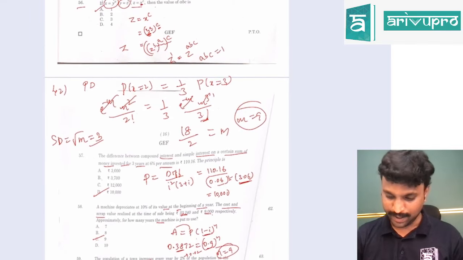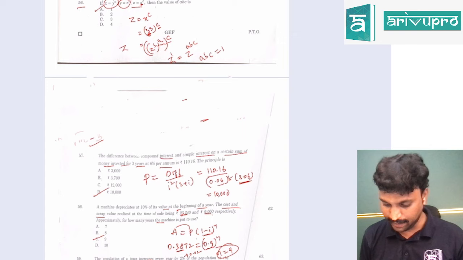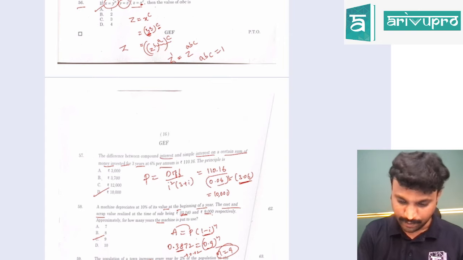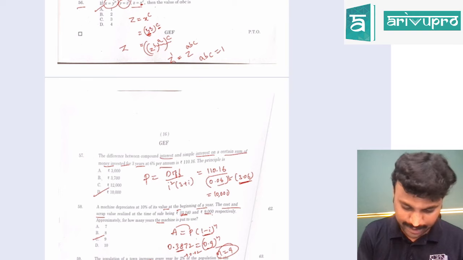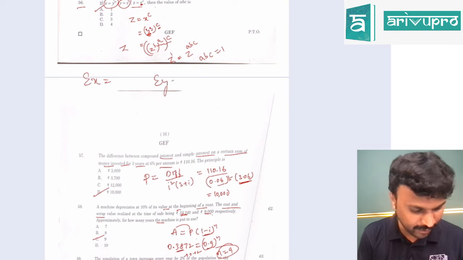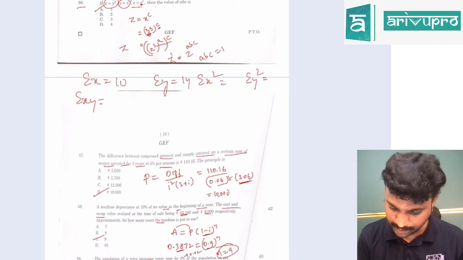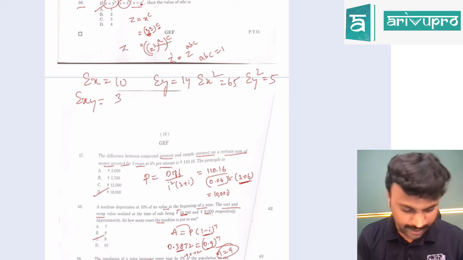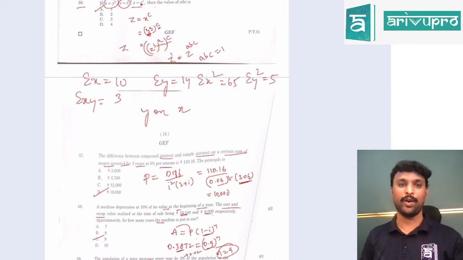Okay. Now the next question, that is 43rd question. Let me quickly give you the 43rd question. Guys, in the 43rd question, they have given summation x, summation y, summation x square, summation y square, and summation xy values. Summation x is 10, summation y is 14, summation x square is 65, summation y square is 5, and summation xy is 3. The question they have asked is, what is the regression line of y on x? We want y on x equation.